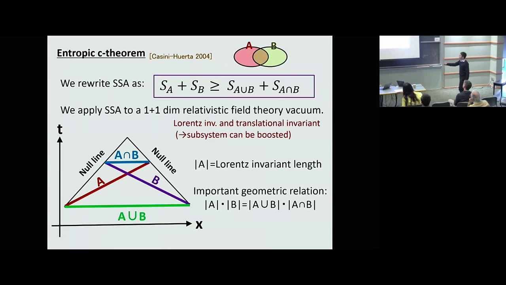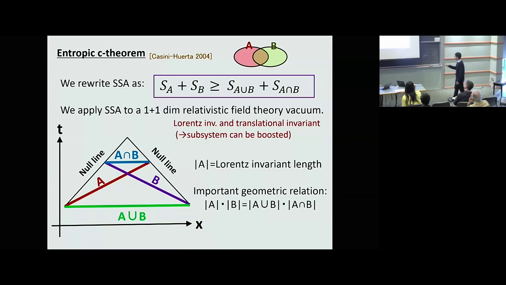So we always have this light-like direction. For example, if we take A union B, where A is this subsystem and B is this tilted one, then if we look at this interval, whenever we send some signal, it always intersects with either A or B. That means this is the Hilbert space for A union B. And if we take this small one, then any particle which passes through this interval always intersects both A and B. So that means this is A intersection B. Sorry, the intersection of A and B. We apply strong subadditivity to this setup, and then we can get the C-theorem.